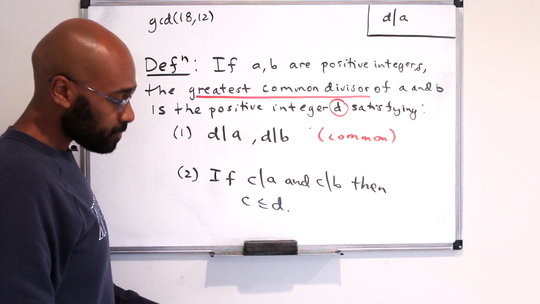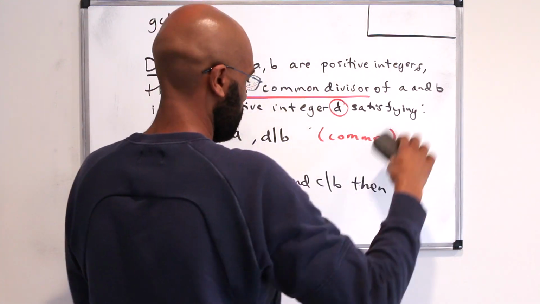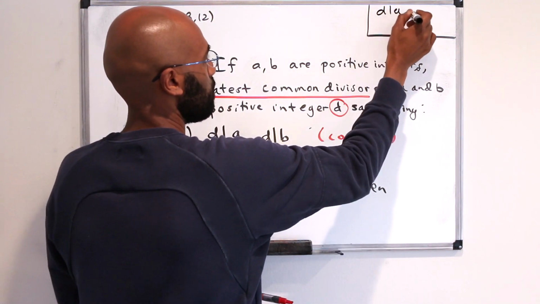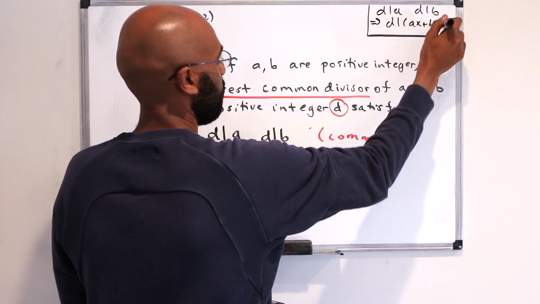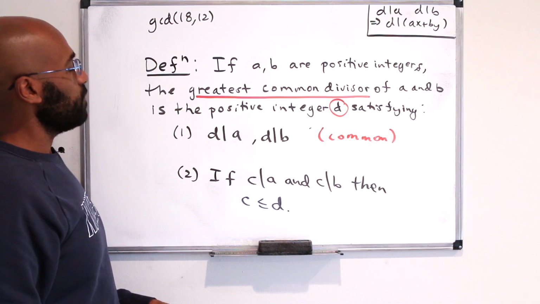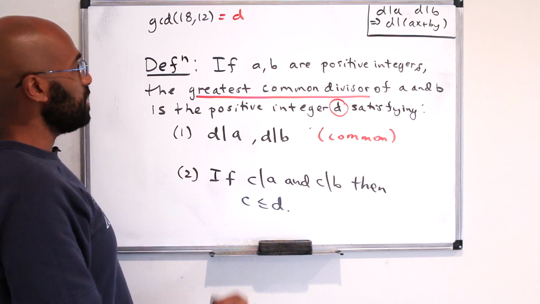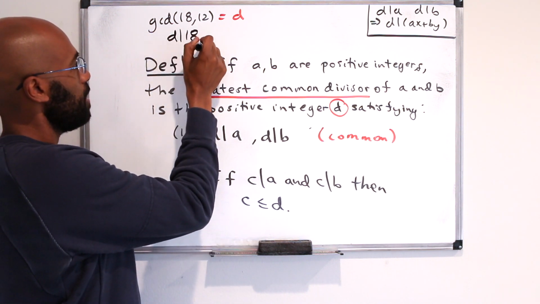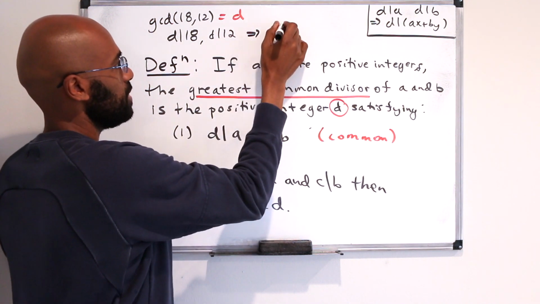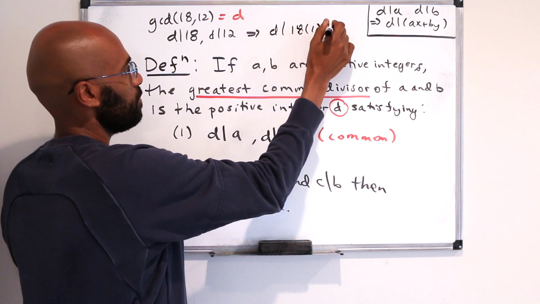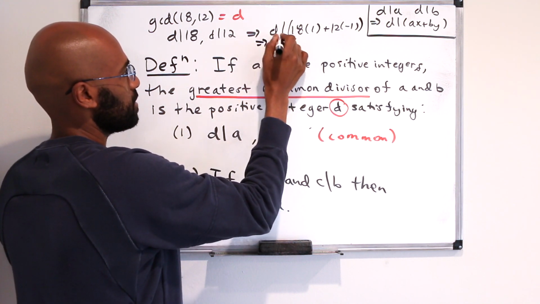All right, so we played around with this a little bit earlier, and I'm going to write here this proposition that we used: if D divides two numbers, then it divides any integer combination. I'll just write it in shorthand form. So if we're looking for the GCD of these two things, let's call it D. Then we know D divides 18 and D divides 12. And by that, using this, D divides 18 times 1 plus 12 times -1. And that means that D divides 6.